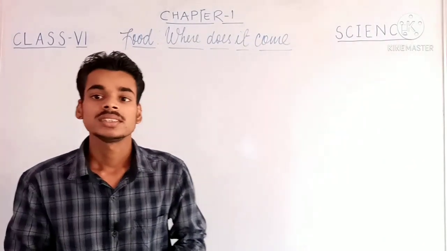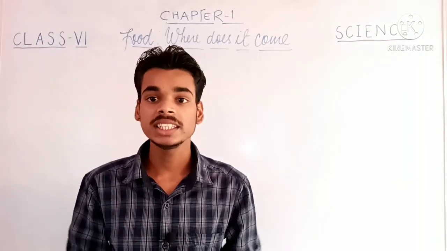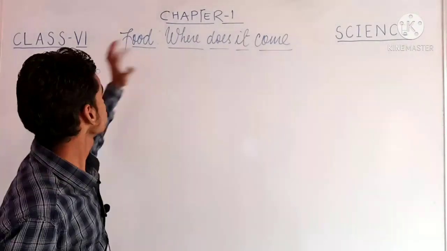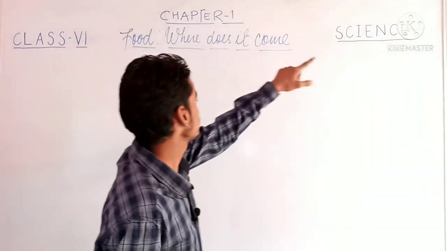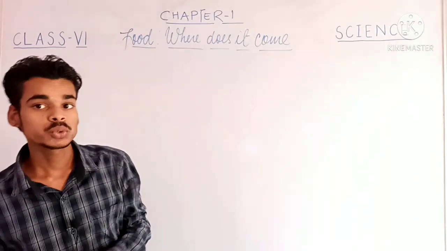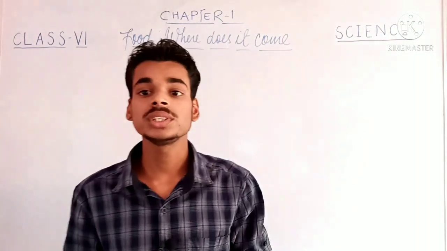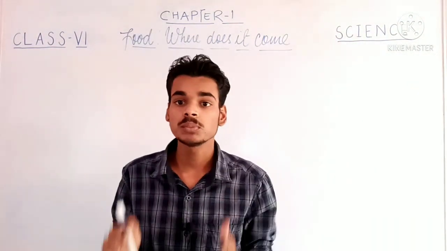Hello students, welcome to our new video, and in this video we are going to discuss the first chapter of class 6 science, that is Food: Where does it come from? So in this chapter we are going to discuss the different sources of food.